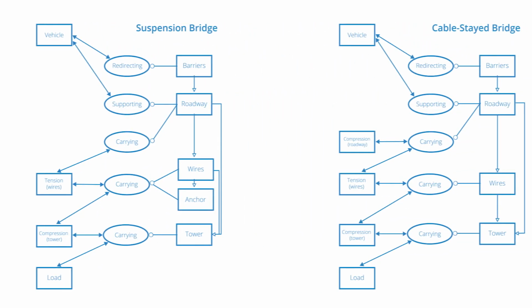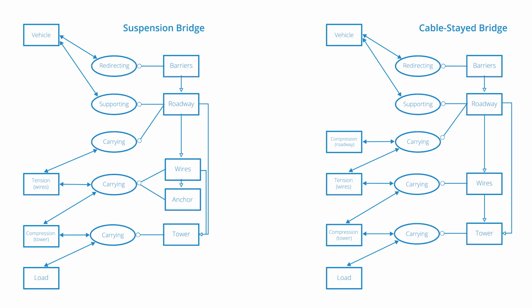So now we can put side by side the system architecture map of the two bridges, the suspension bridge on the left and the cable-stay bridge on the right, and see that they're really very similar, but there are a few subtle differences. The cable-stay bridge has this compression in the roadway where the suspension bridge doesn't, but the suspension bridge has this extra element, the anchor, which plays a role in carrying the tension in the wires. This is a really good example of how this type of analysis can make very obvious a rather subtle difference in the architecture of these two systems.